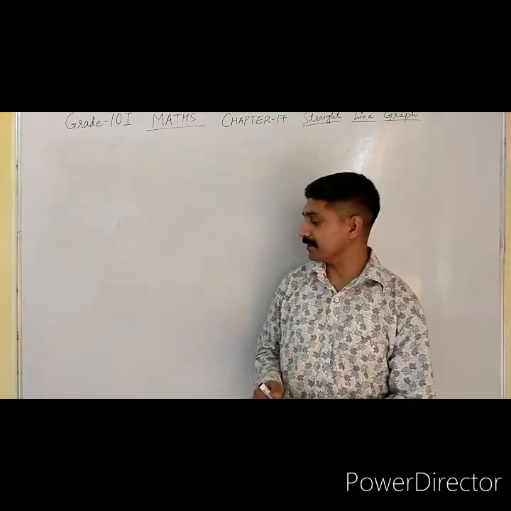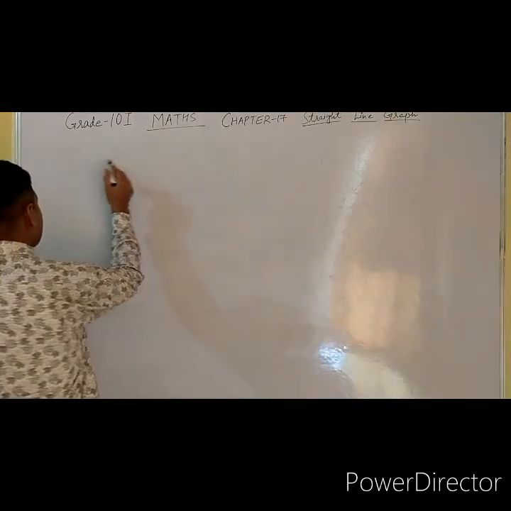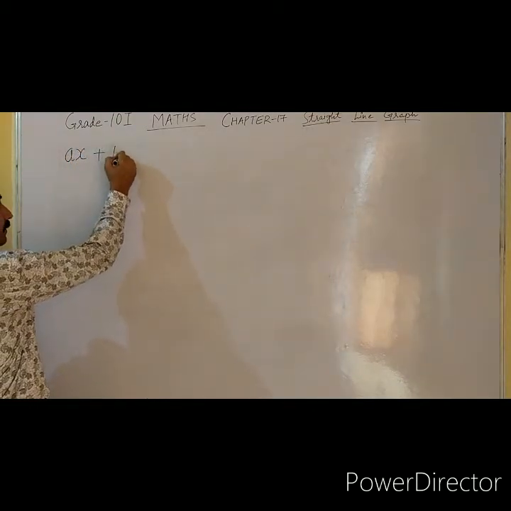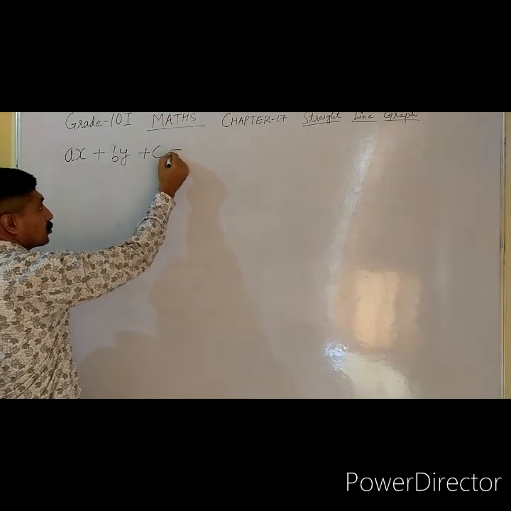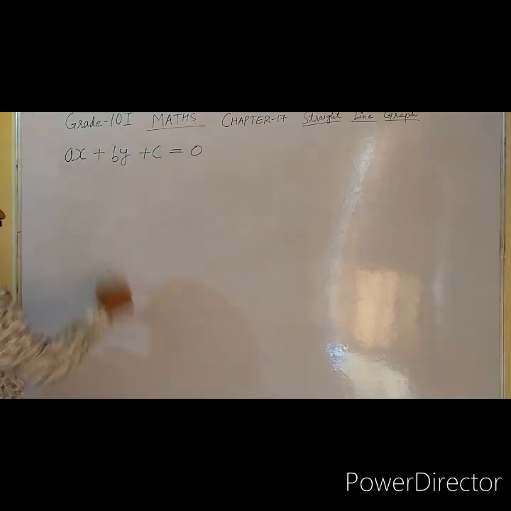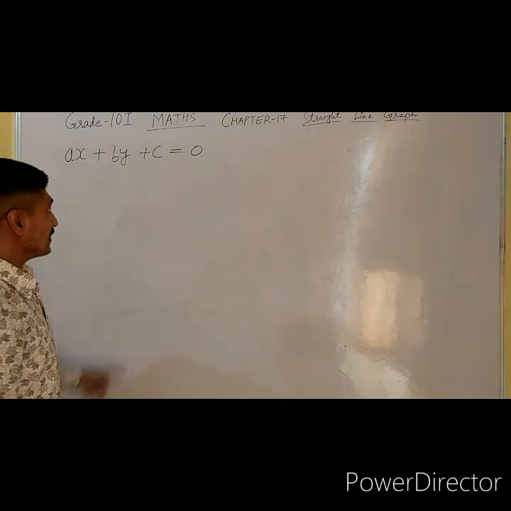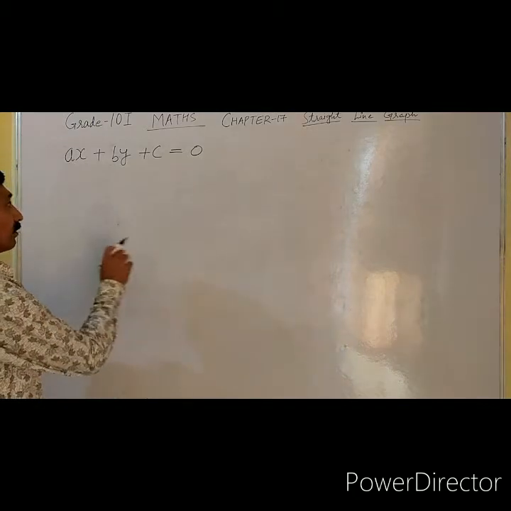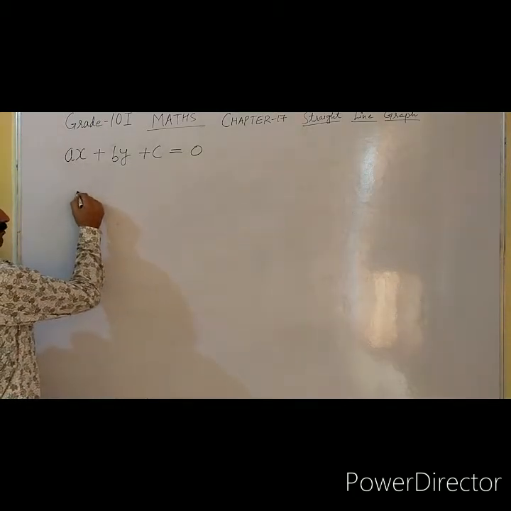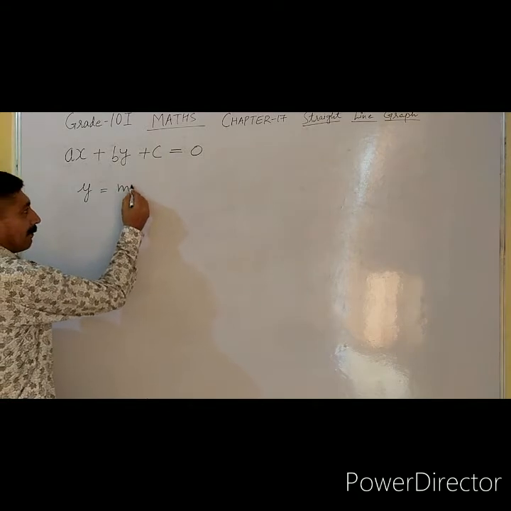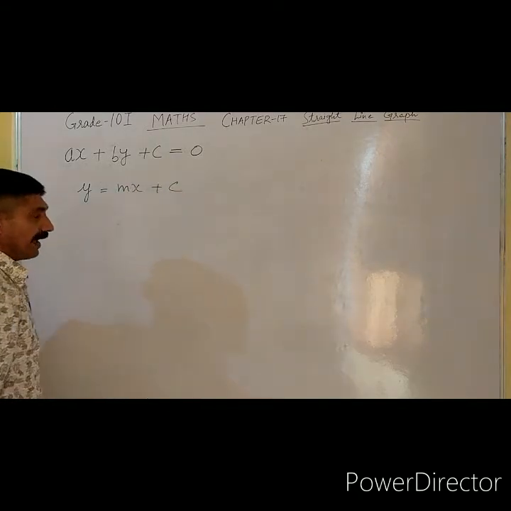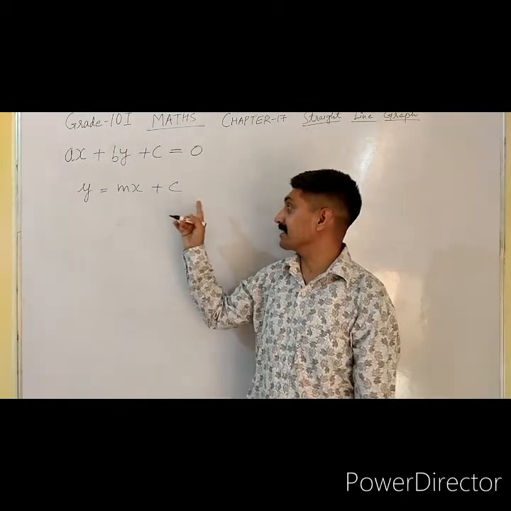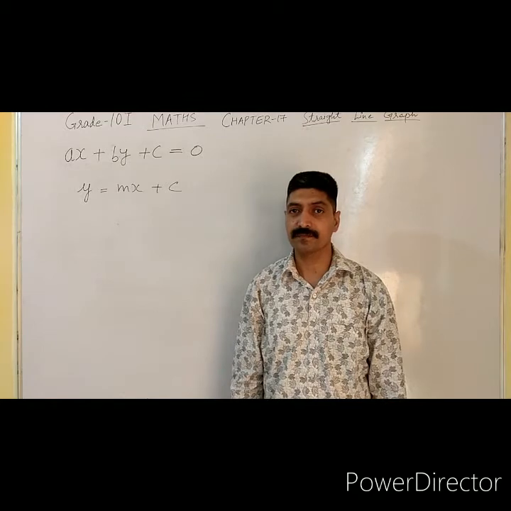So let's recapitulate. We have discussed that a linear equation in two variables, ax plus by plus c is equal to 0, is the equation of a straight line. In y-intercept form, y is equal to mx plus c, where m is called the slope or gradient of the line, and c is the y-intercept.